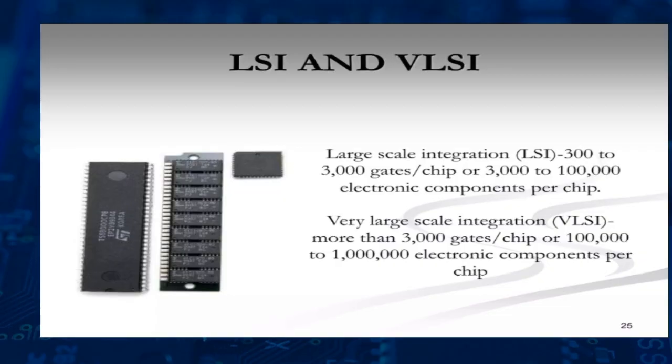Okay. So next, LSI and VLSI. Large-scale integration or LSI is 300 to 3,000 gates per chip or 3,000 to 100,000 electronic components per chip. And very large-scale integration or VLSI is more than 3,000 gates per chip or 100,000 to 1 million electronic components per chip. The present-day computers that we see today are fourth-generation computers that started around 1975, so they use large-scale integrated circuits or LSI built on a single silicon chip called microprocessors.